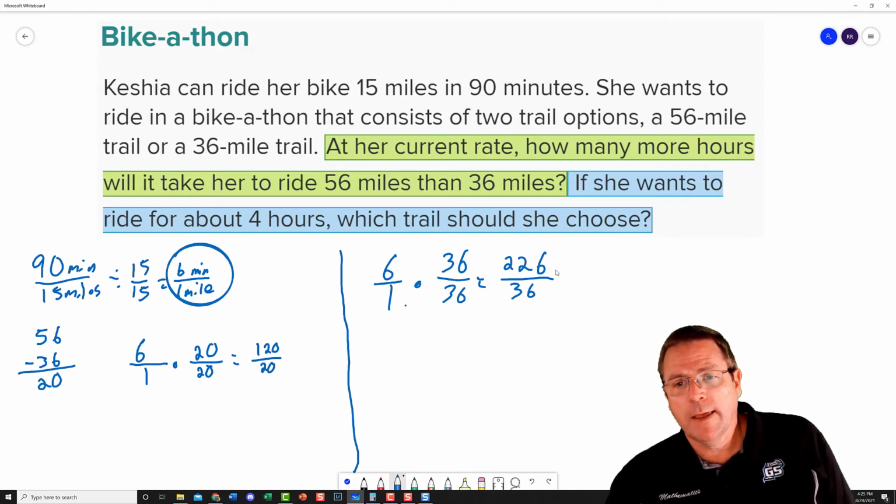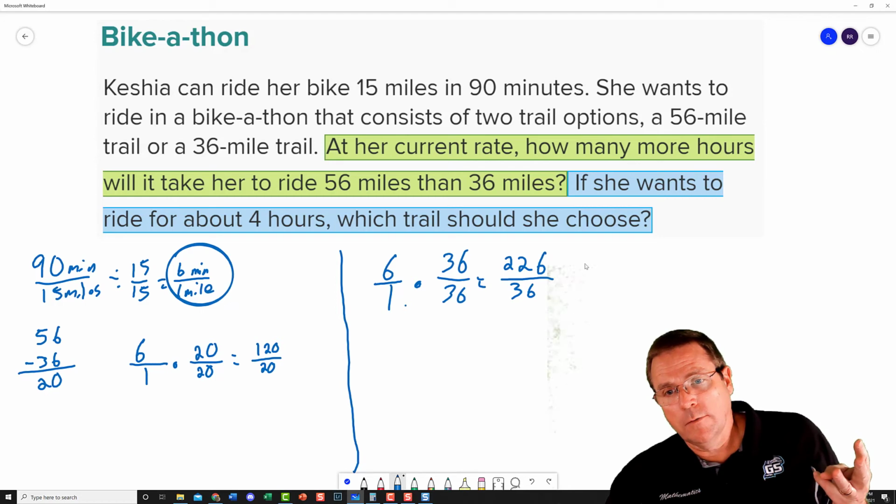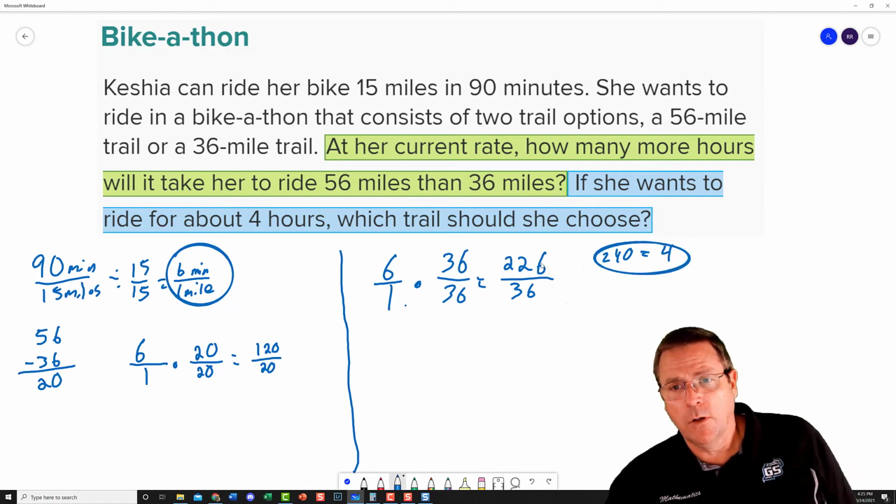If you were to break that down, in your hours, 60 minutes is 1 hour, 120 minutes is 2 hours, 180 minutes is 3 hours. So 240 minutes is going to equal 4 hours, that's going to be pretty close.